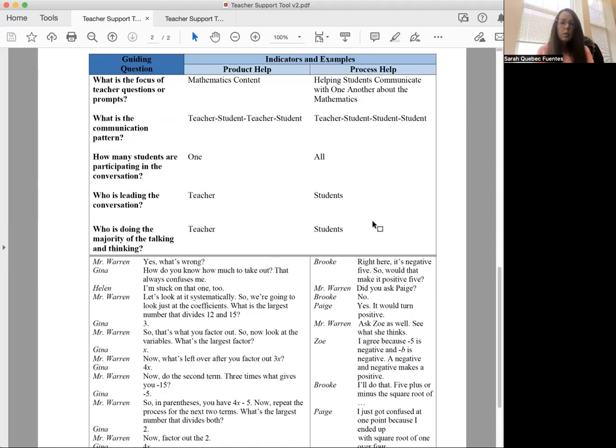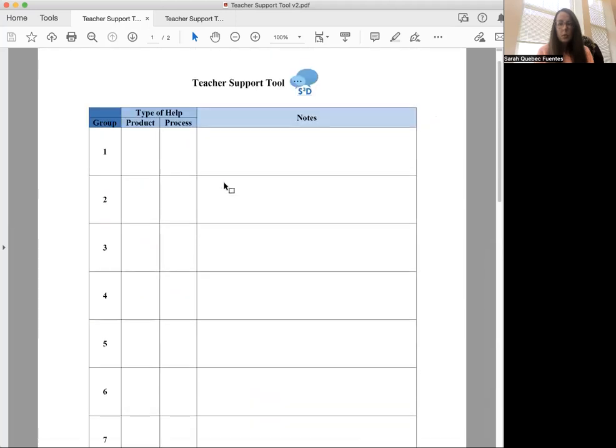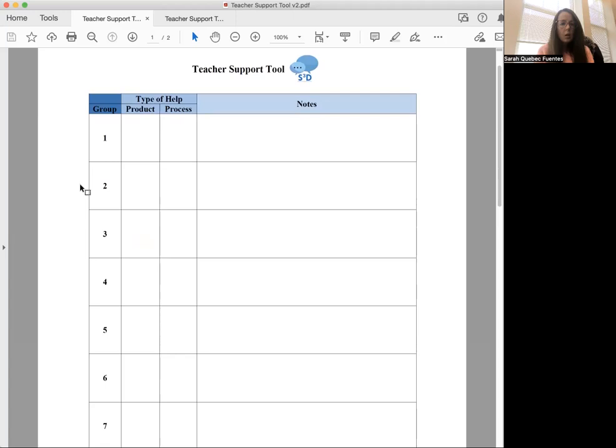Since the goal of the SQD approach is to foster student-to-student discourse, we want to incorporate process help into our interactions with small groups. The teacher support tool will help you identify, document, and categorize how you interact with your small groups. We just examined part of the tool with indicators and examples of each type of help. You can use the first page of the tool to take notes on the type of help that you provide each group, as well as the outcomes of providing such help.